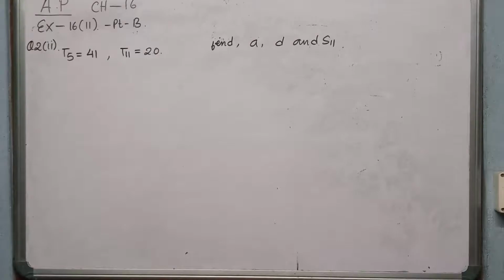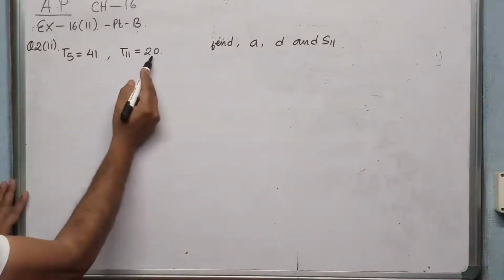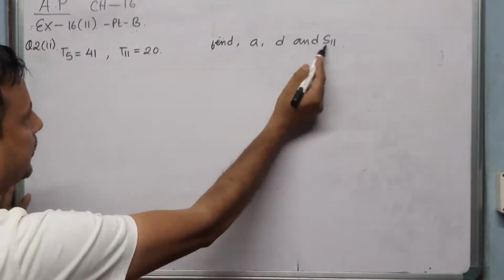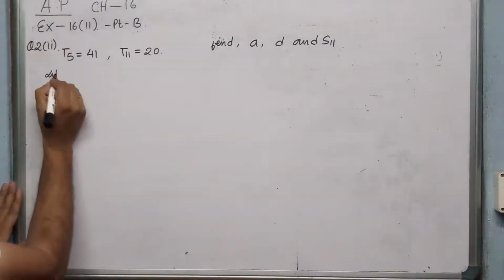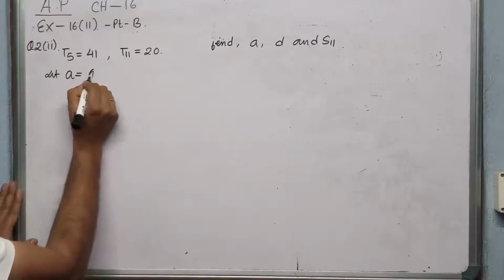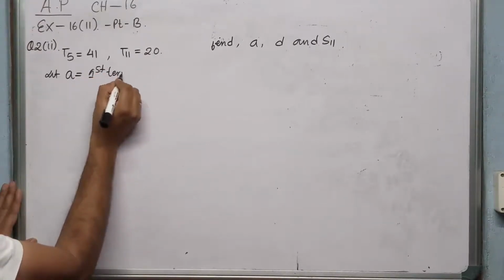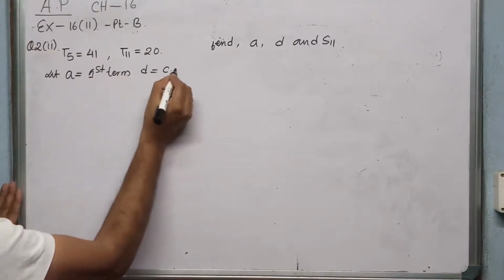Using these two relations, you have to calculate the first term, that is a, and then the common difference, that is d, and after getting a and d, you have to calculate the sum of the 11 terms. Here both the Tn and Sn formulas are going to be used. First of all, consider T5 is 41 and T11 is 20. Find A, D and S11, the sum of the 11 terms. I'll consider that A is equal to the first term and D is equal to the common difference.